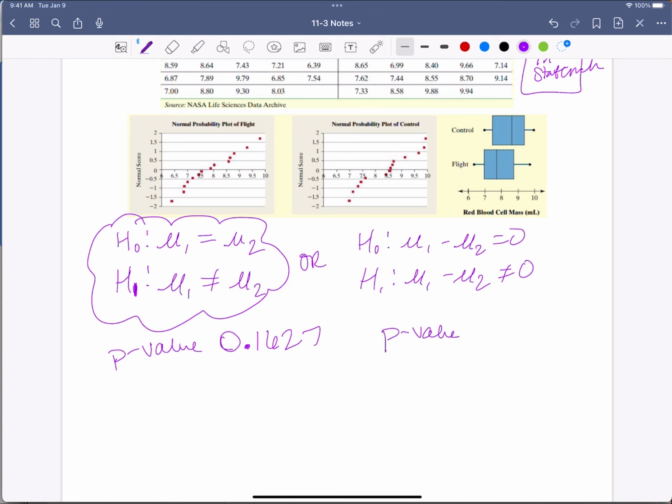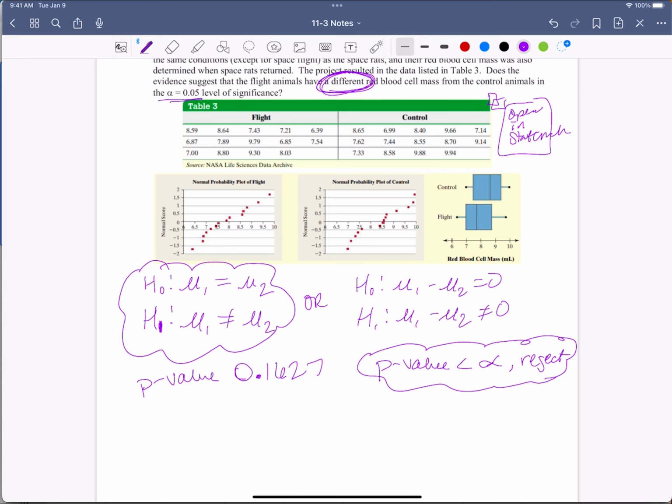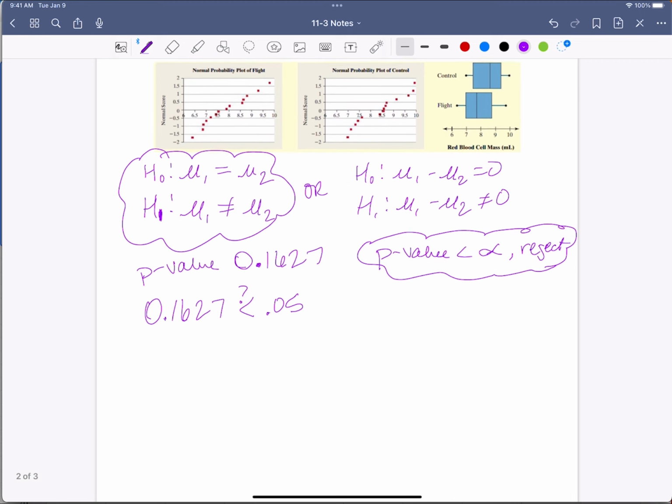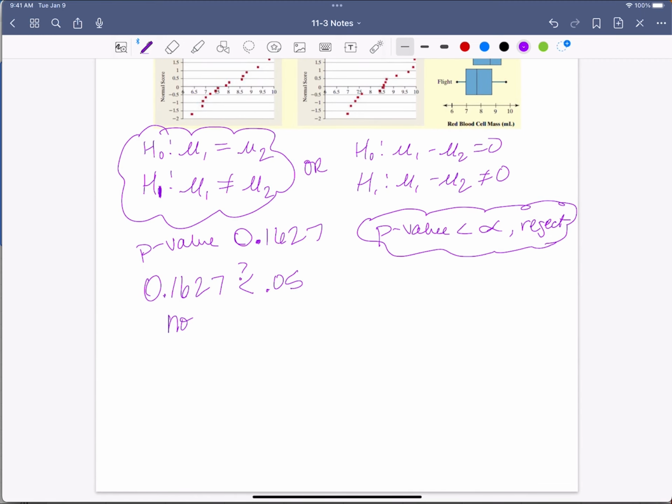So if the p-value is less than my level of significance, we reject. It's always nice to put this little reminder over here just so that we have it. Well, what's my level of significance? 0.05. What a shocker. So 0.1627. The question is, is that less than 0.05? No. No, it's not. Nope. 0.1627 is greater than 0.05, so we do not reject.